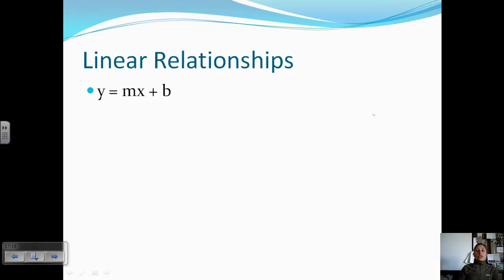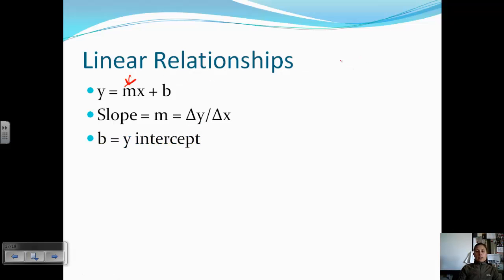And so linear relationships follow the form y equals mx plus b, which is the equation for a straight line. So m represents our slope, which is rise over run, so change in y over the change in x. And that b is your y-intercept. So if this is our graph, and here's our line, then this is our b value. Figuring out how much it changes with y over x, that's our slope.